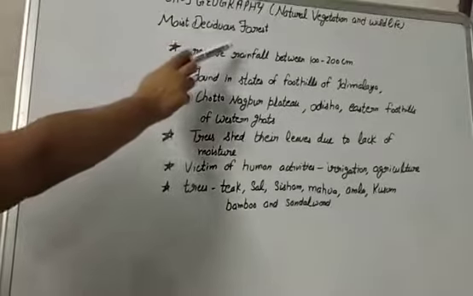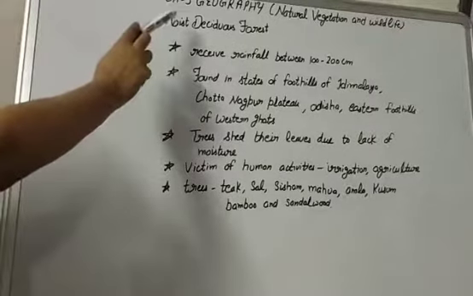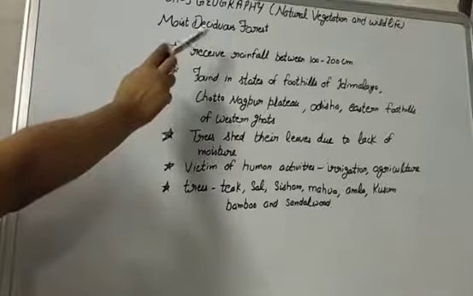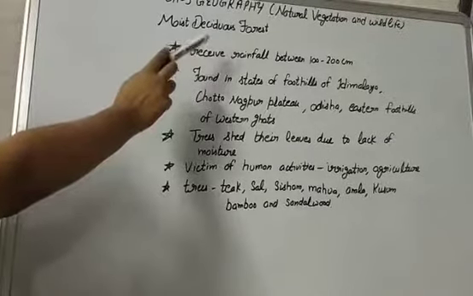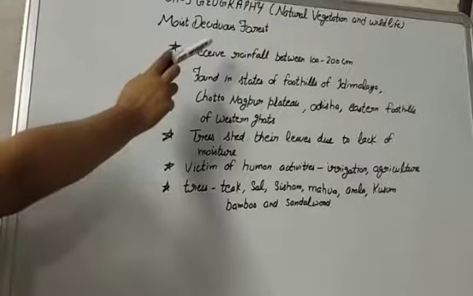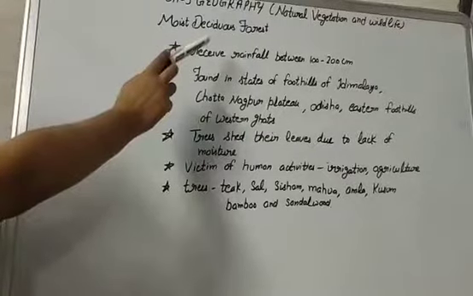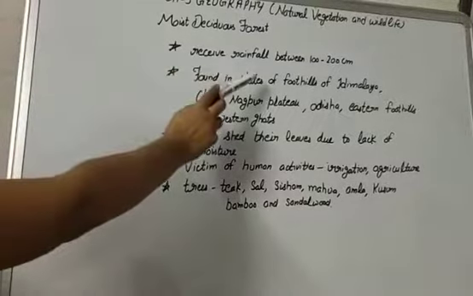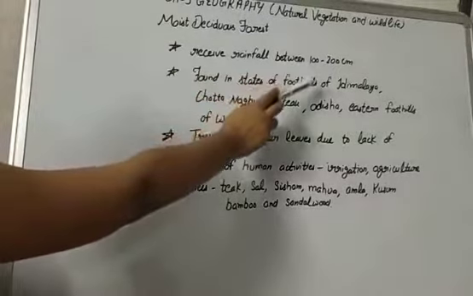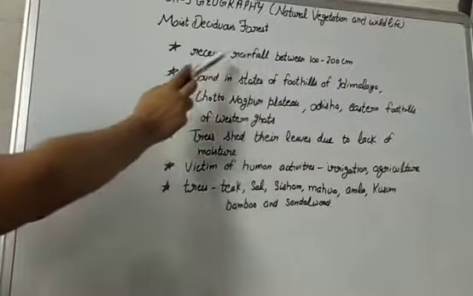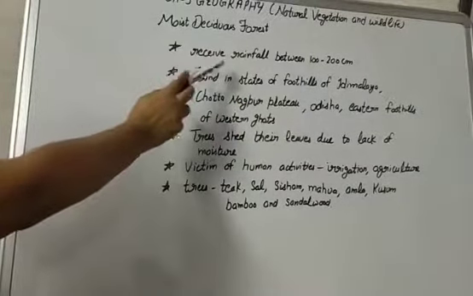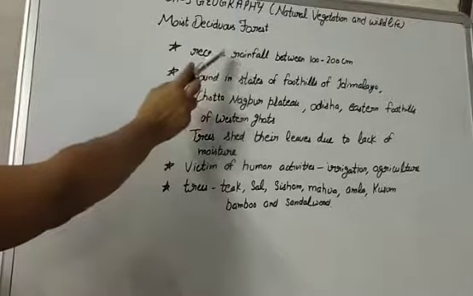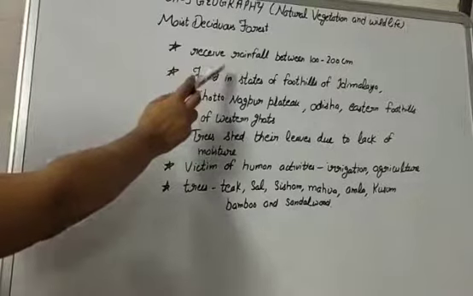Moist deciduous forest. The word moist means moisture. The tropical regions receive a good amount of sunlight all through the year, and most of these parts are fulfilled with rainfall. That means the regions in India where moist deciduous forests are found receive rainfall ranging between 100 to 200 centimeters. In India, we see two types of monsoon, the southwest monsoon and the northeast monsoon, and these forests are found around these areas.